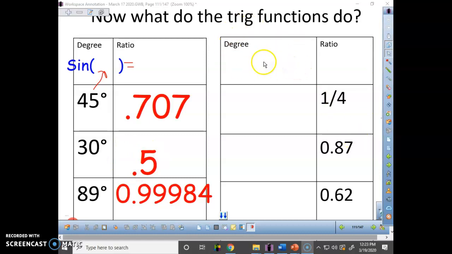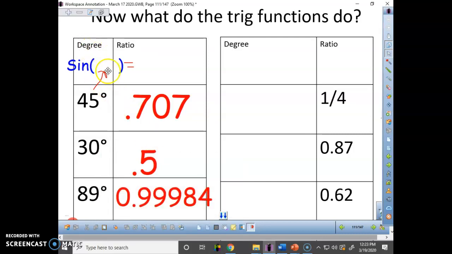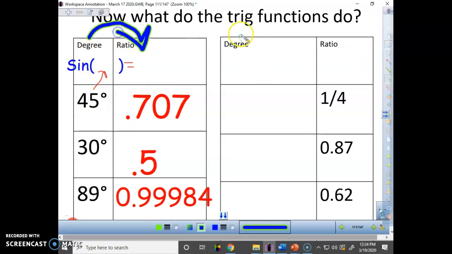Now, let's think about this. Sometimes we're going to need a machine that doesn't eat degrees and spit out ratios. We need a machine that does the opposite of that. We need to feed it a ratio, and we need it to give us the degrees. So what we're looking for is the inverse of sine. It does the opposite. For instance, we've been going from degree to ratio. We want ratio back to degree. Here's what it looks like.